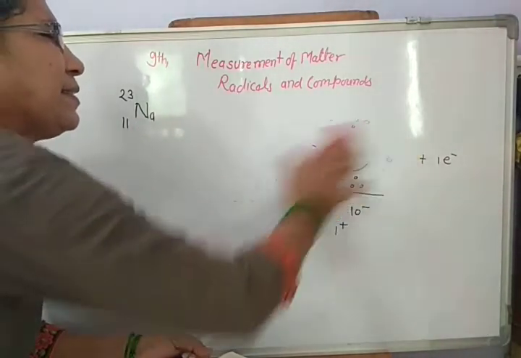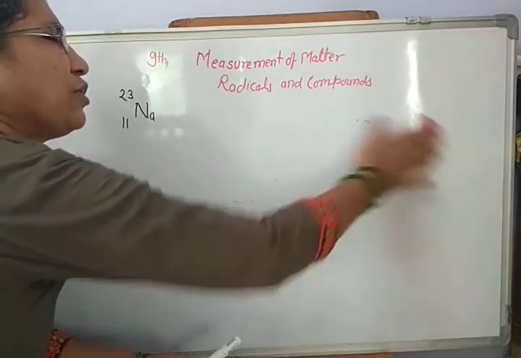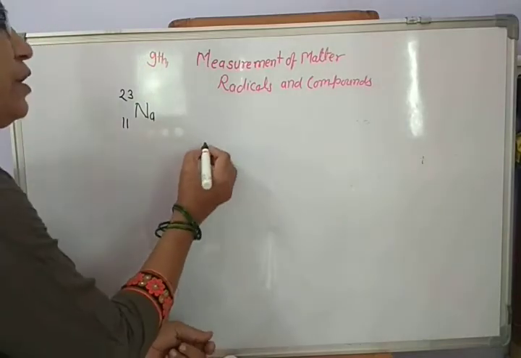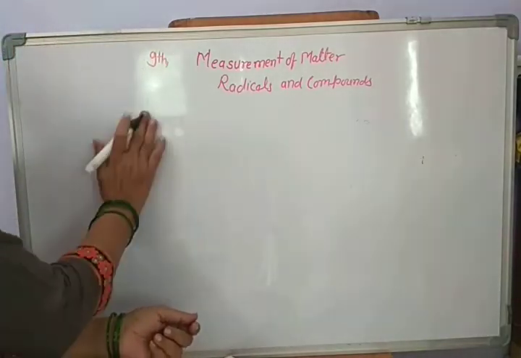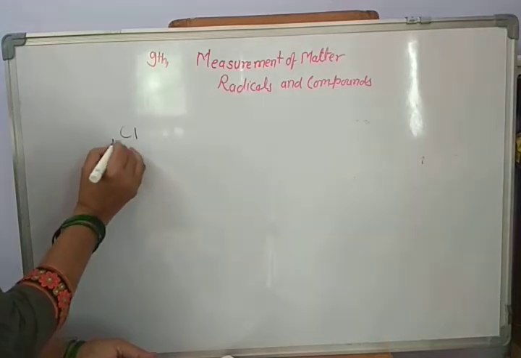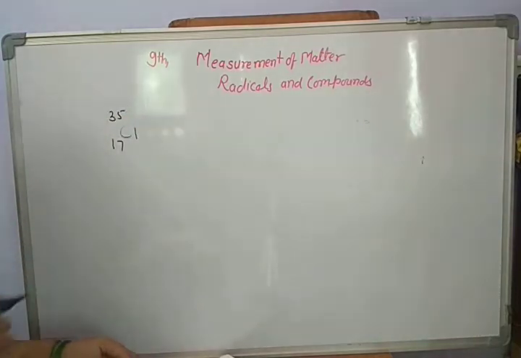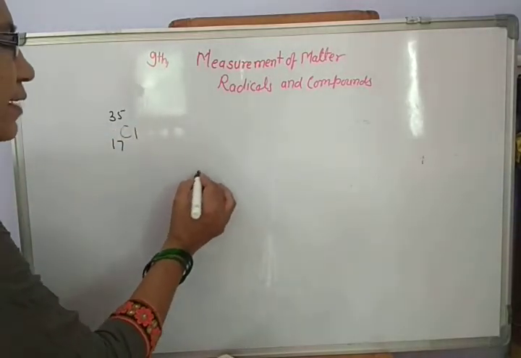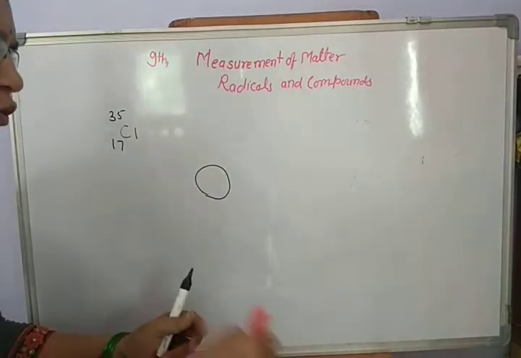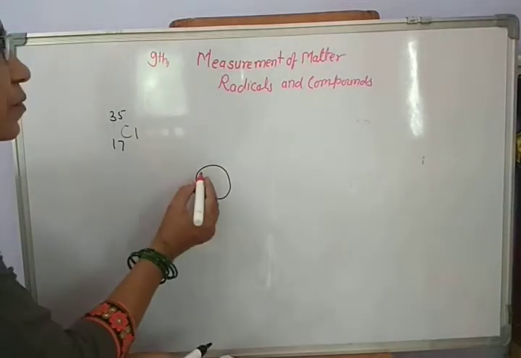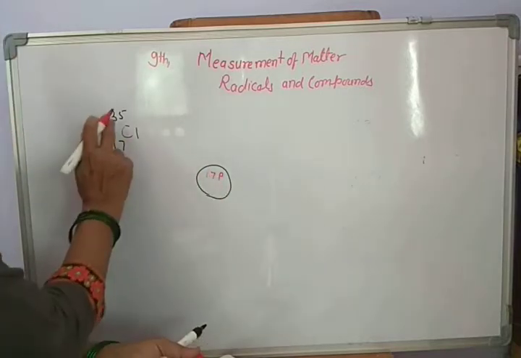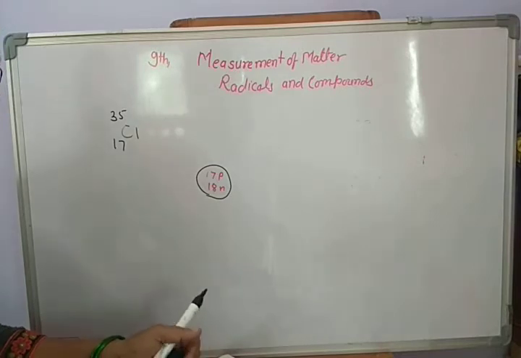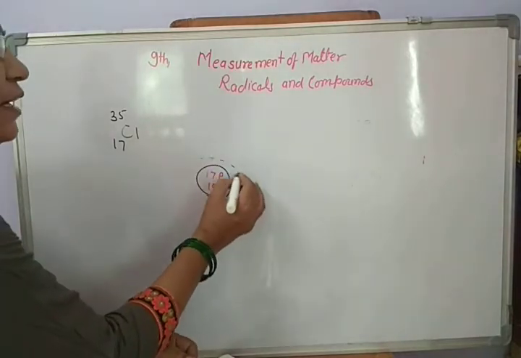So simple radicals, that is monoatomic radicals, are easy to draw and easy to understand. For example, chlorine. What is its atomic number? It is 17 and mass number 35. I have taken the simple isotope of chlorine. So it contains 17 protons, 35 minus 17, 18 neutrons, and equal to 17, there are 17 electrons.